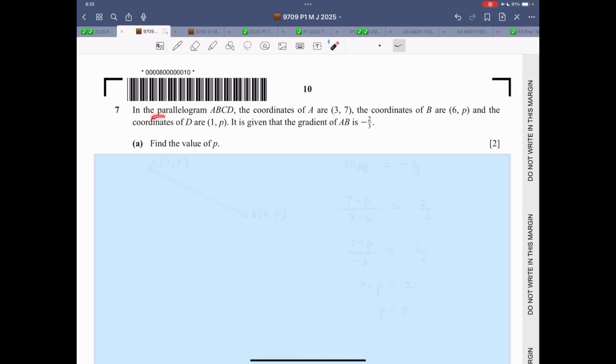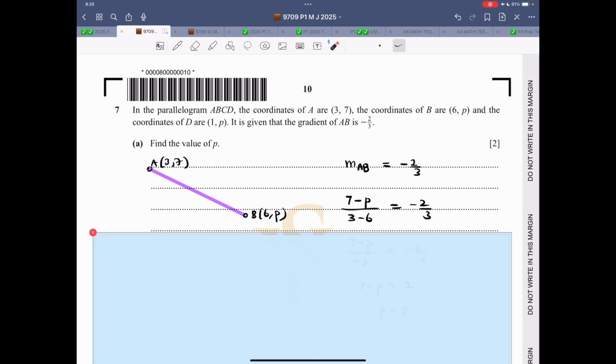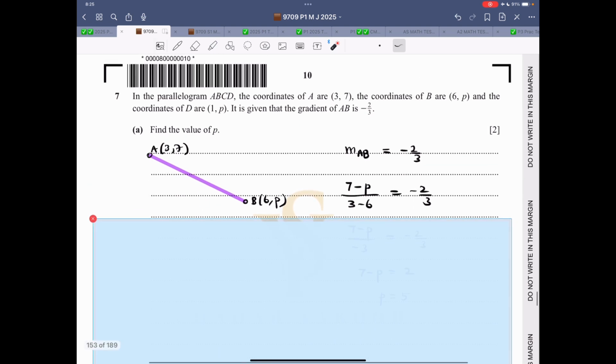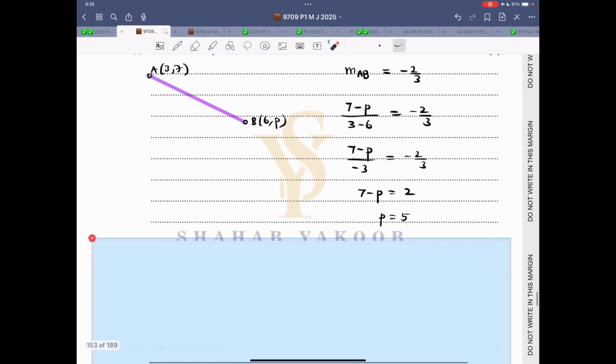Now it says in the parallelogram ABCD, the coordinates of A are such and such, the coordinates of B are such and such, coordinates of D such and such. Given that the gradient of AB is this much, find the value of p. That is pretty basic. So I just drew a diagram. The gradient is negative, that is why I drew the line like this. It just has to be realistic. First of all, a diagram is not necessary, but I personally prefer drawing diagrams. I just love diagrams. So now the gradient is negative. Use the gradient formula, y2 minus y1 over x2 minus x1, p comes out to be 5.